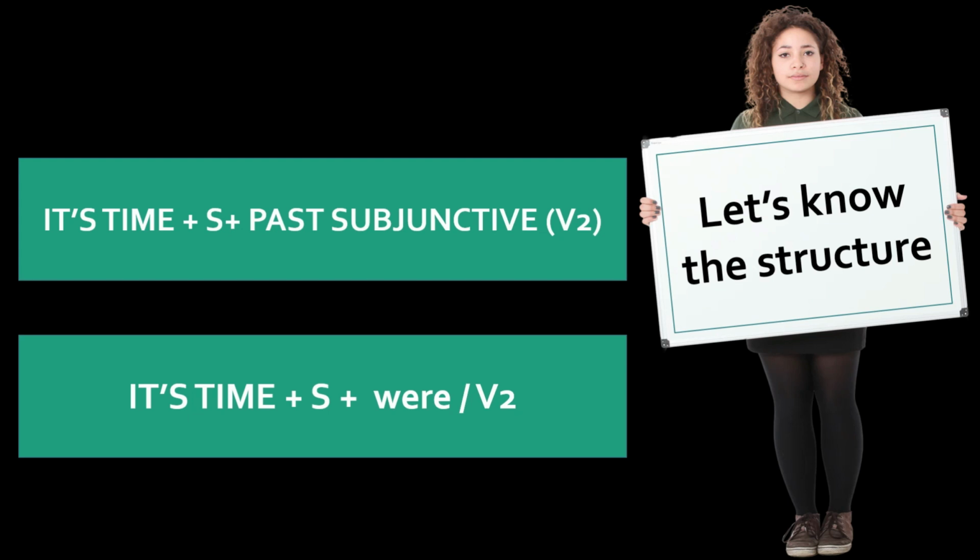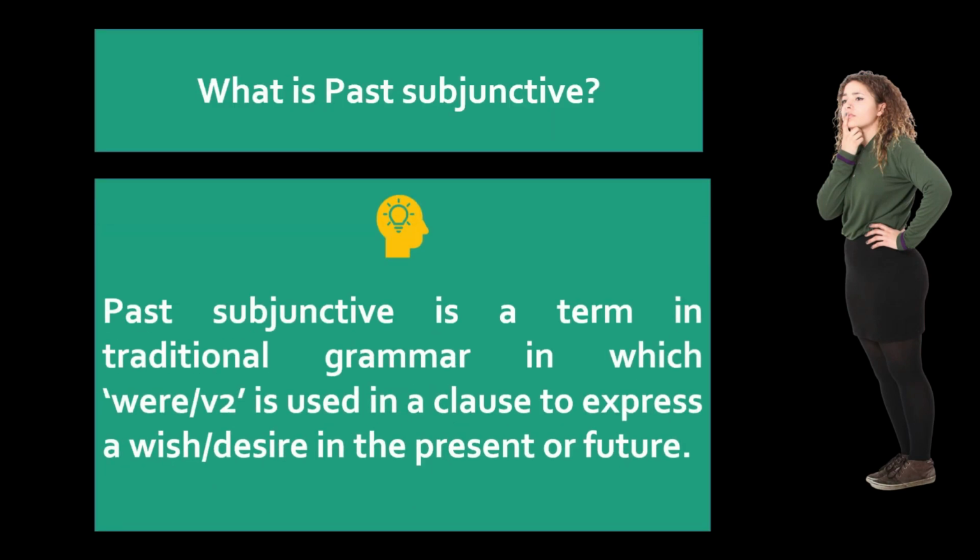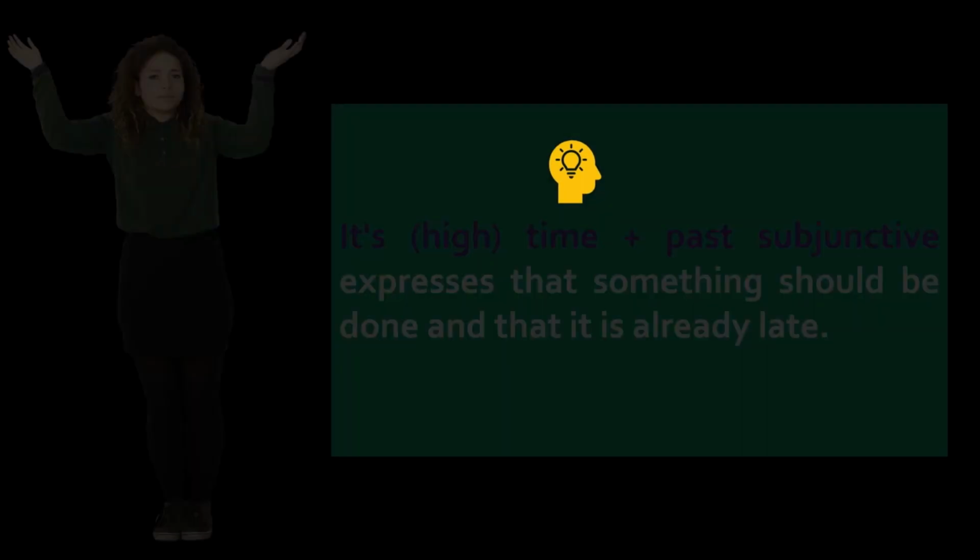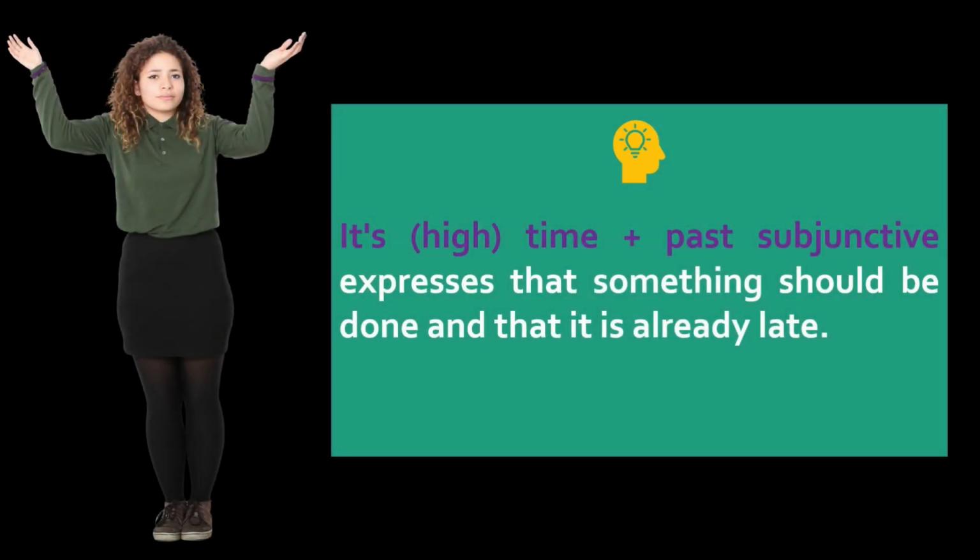Let's understand what past subjunctive is. Past subjunctive is a term used in traditional grammar in which "were" or verb two is used in a clause to express a wish or desire, or to make a suggestion in the present or future. Even though the verb is in the past tense, it talks about present or future. Now we use "it's high time" plus past subjunctive, that is, the past form of the verb, to express that something should be done and it is already a bit late now.